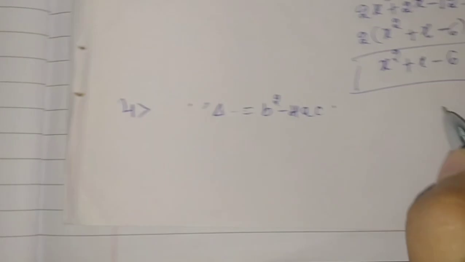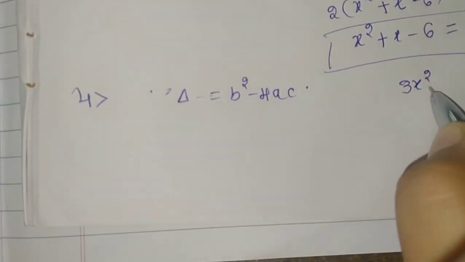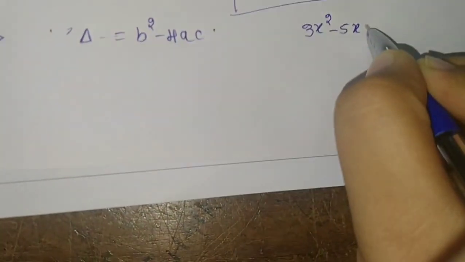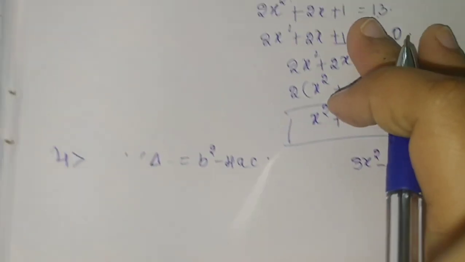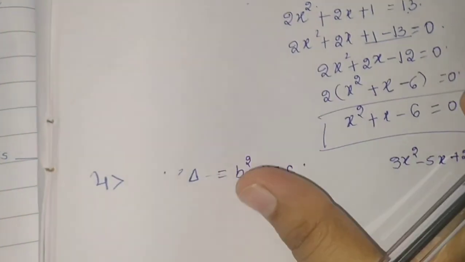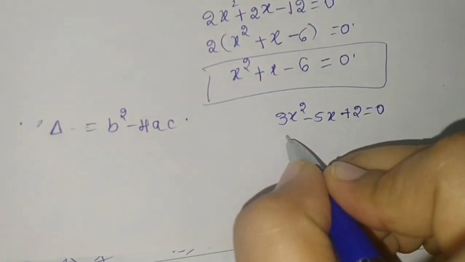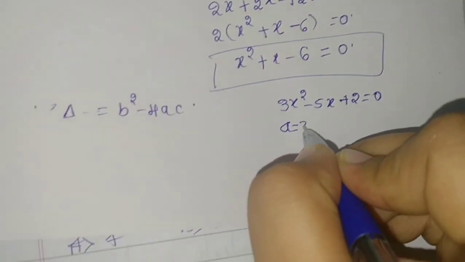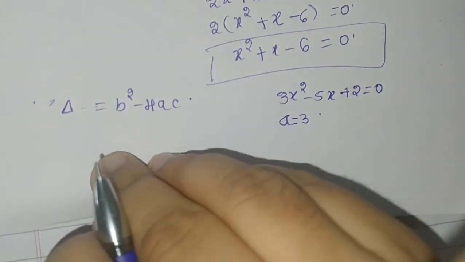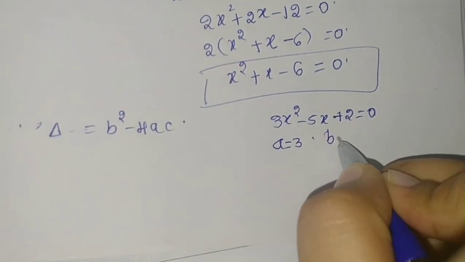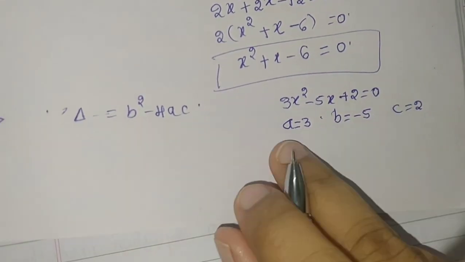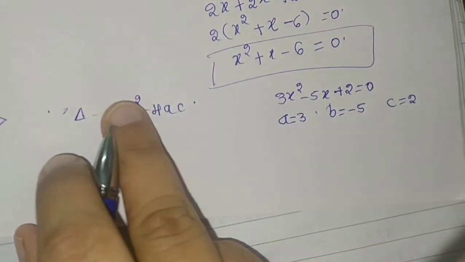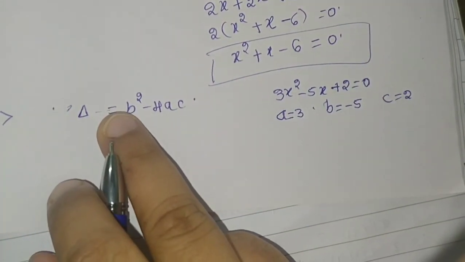You have to see the equation first, the quadratic equation 3x square minus 5x plus 2 equals 0. Now what you have to do is write the values of a, b and c. a is 3, b is minus 5 and c is 2. So in place of a, b and c you have to substitute all these values in the formula.